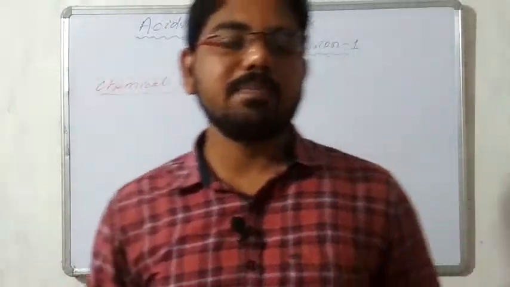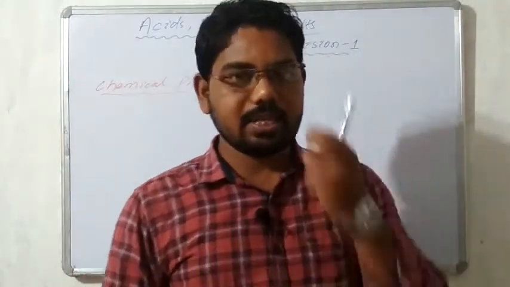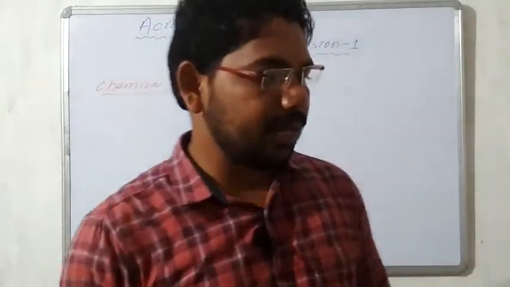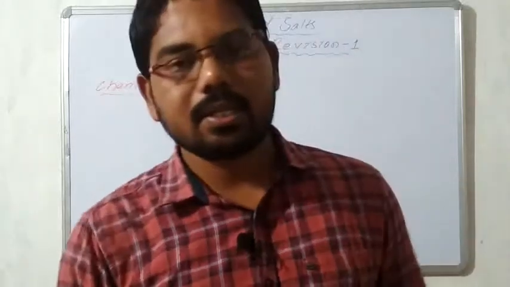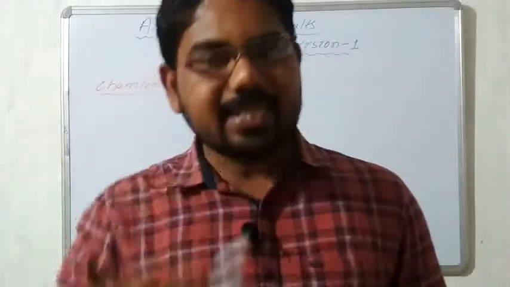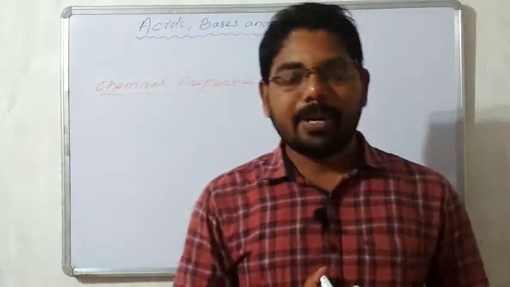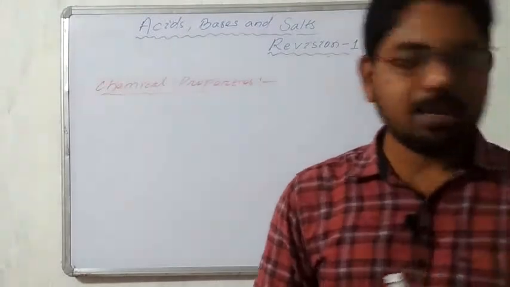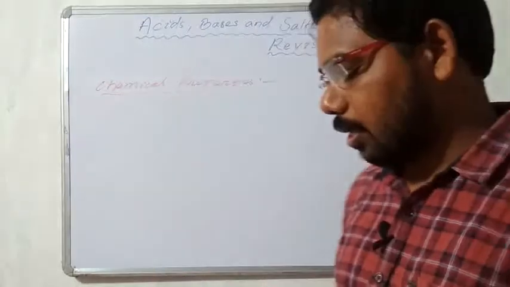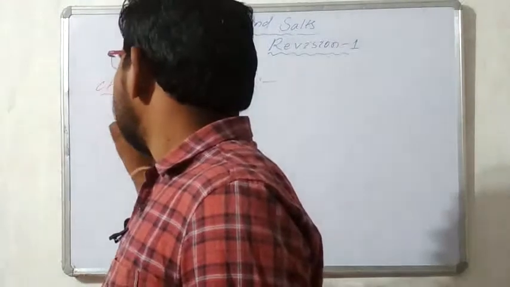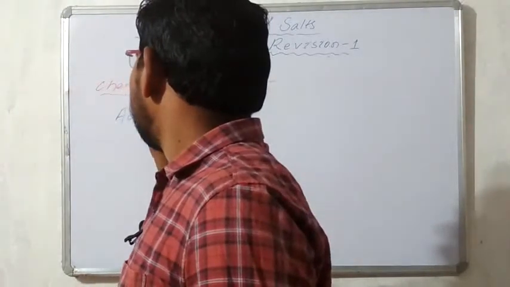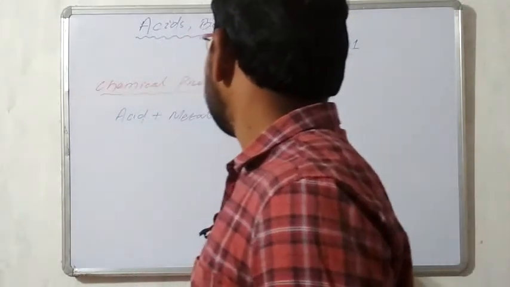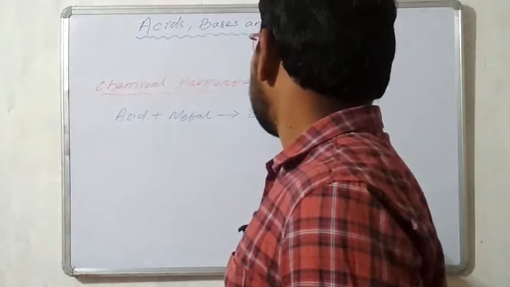Chemical properties means a complete change, where a new substance is formed when acids react with metals. First we discuss what happens when acids react with metals. When acids react with metals, they form salt and hydrogen gas.